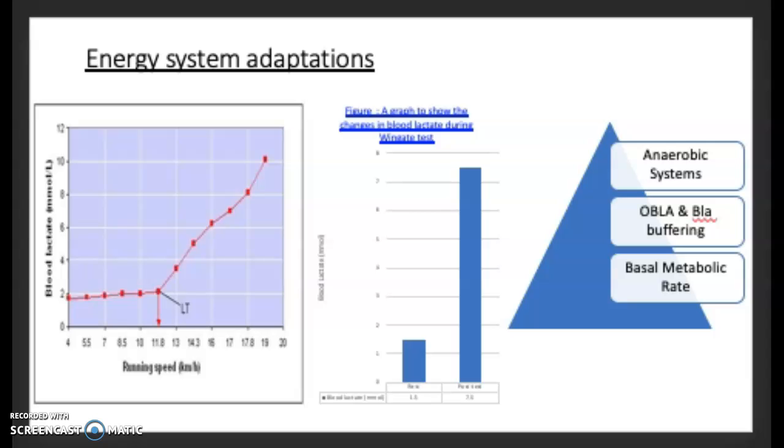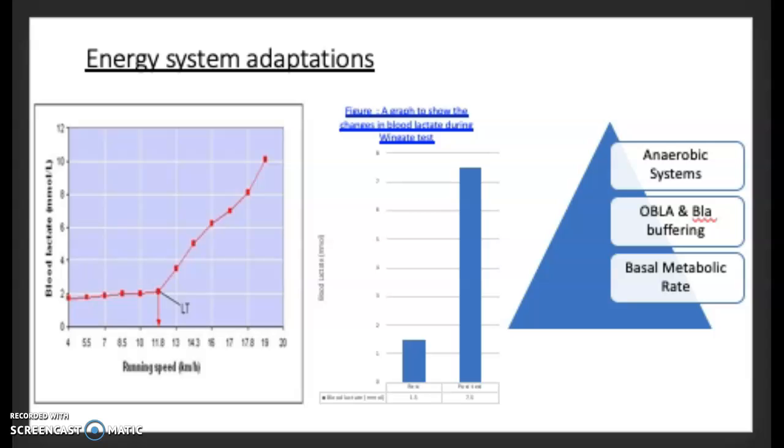As you can see in the graph on the left, this is before anaerobic training. The lactate threshold is around 11.8 km per hour. That's where the lactic threshold starts. However, if a person trains anaerobically, they will have a prolonged lactate threshold, and it will start at the speed of around 13 to 14 km per hour.